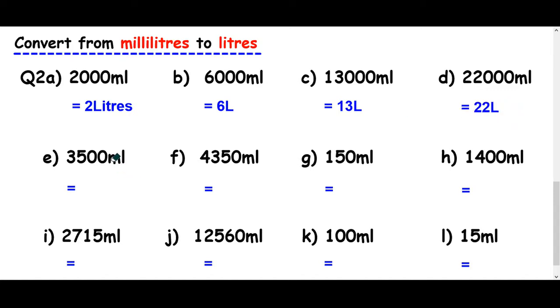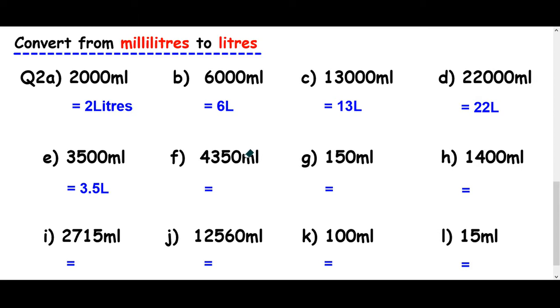With these ones, you can think of the decimal point at the end of the number. 3,500.0 is the same as 3,500. So the decimal point would move back 3 places. So once, twice, and it would end up between the 3 and the 5. So 3.5 litres. You don't need to put the zeros at the end, 3.500.